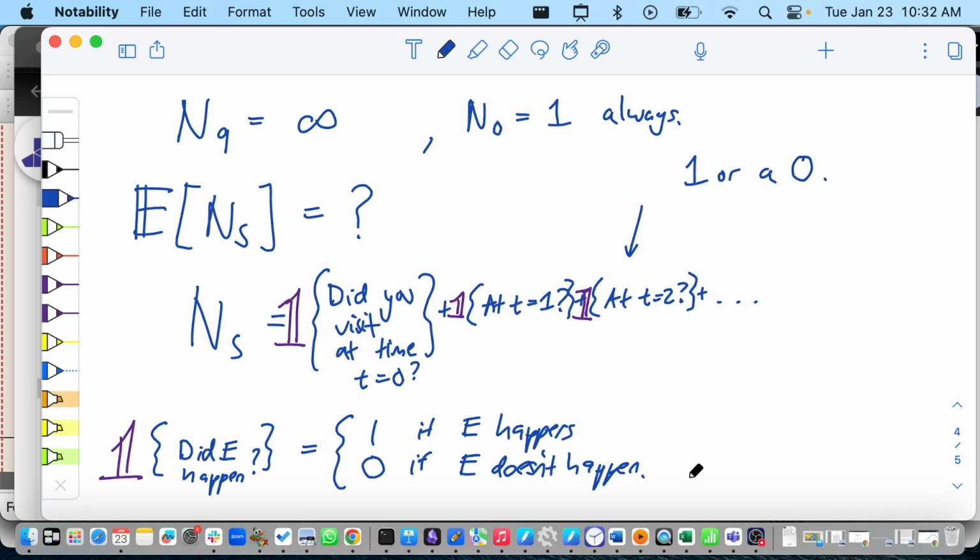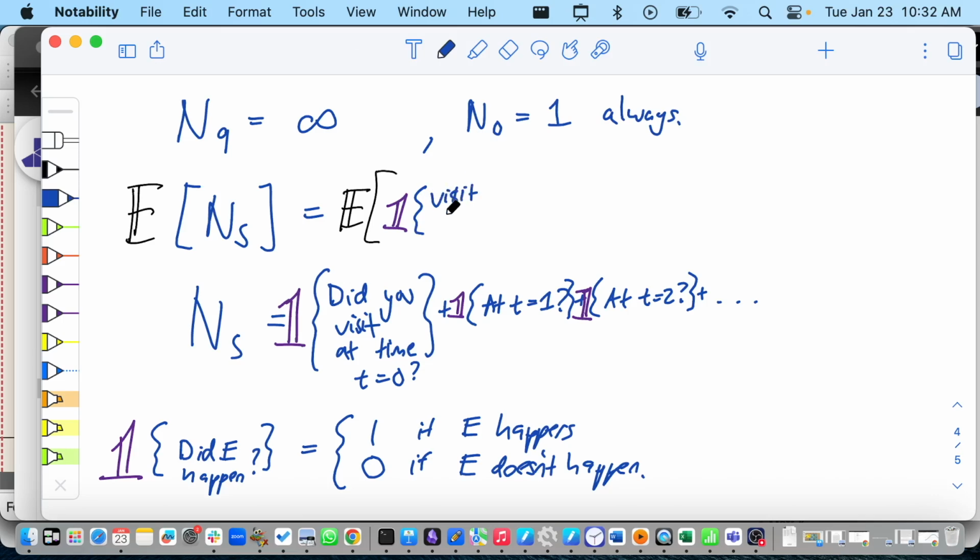If N_s is an infinite sum, then the expected value of N_s is also going to be an infinite sum. So let's write down the expected value. Let's do expected value in a fun color. The funnest color I can think of today is black. The expected value of the indicator function of visit at t equals 0.